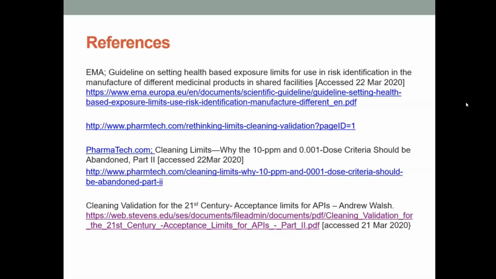There's a lot of references here for you to have a look at, and particularly do have a look at the EMA guideline on setting your exposure limits and cleaning validation for the 21st century as well. So these will be in your appendix section attached to this lesson.